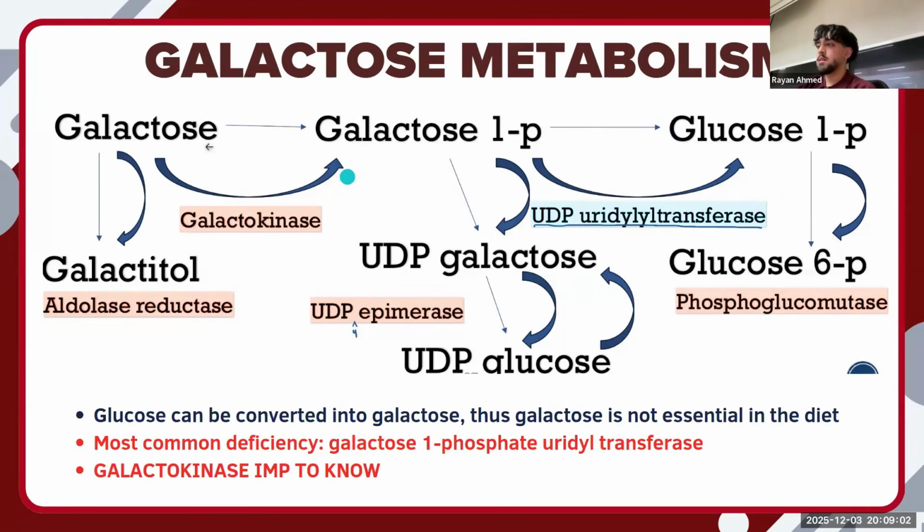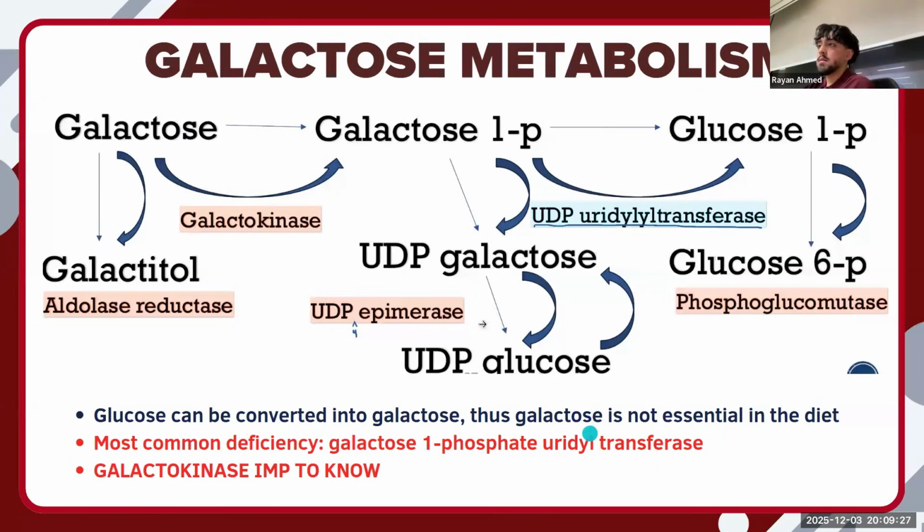Okay. Now, glucose can be converted into galactose. Thus, galactose is not essential in the diet. What else was also not essential in the diet? Mannose. Remember, mannose is not essential in the diet because it could be made from fructose 6 phosphate. Again, same thing here. Galactose is not essential in the diet. It can be made from glucose and many other substances.